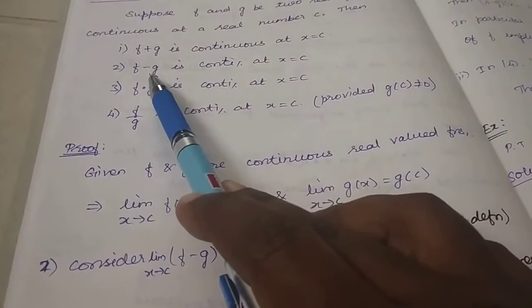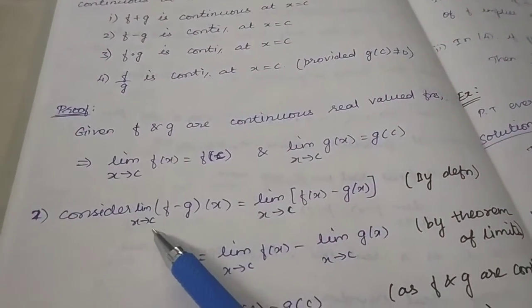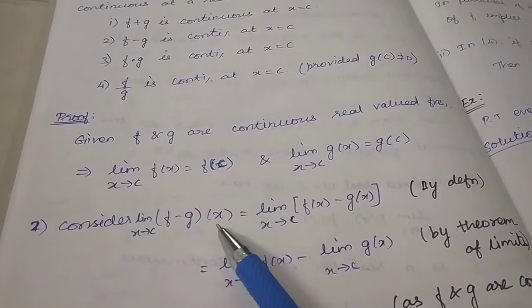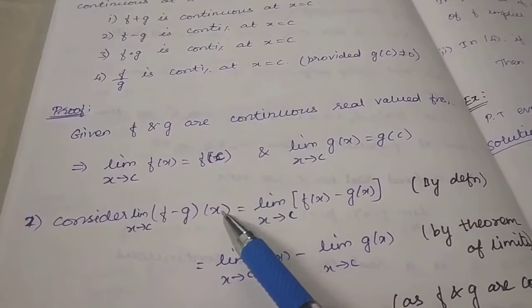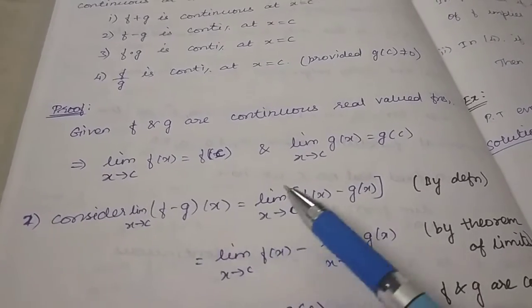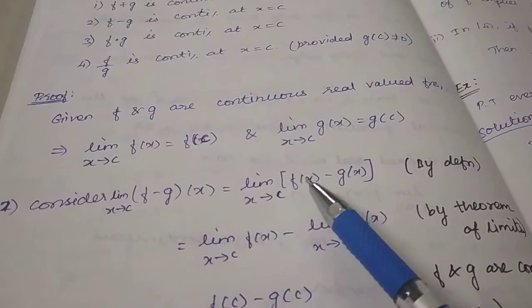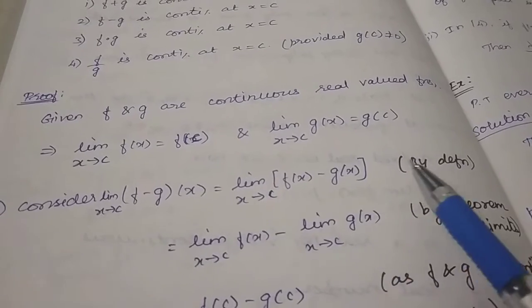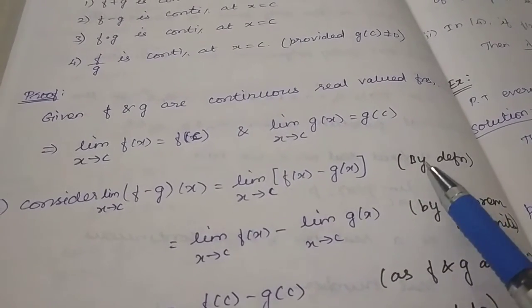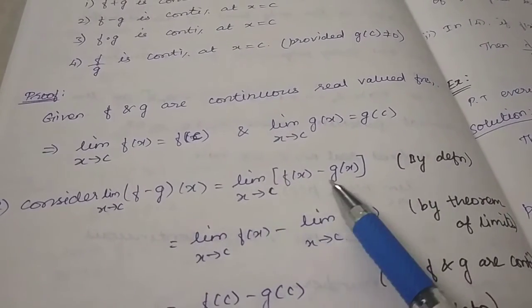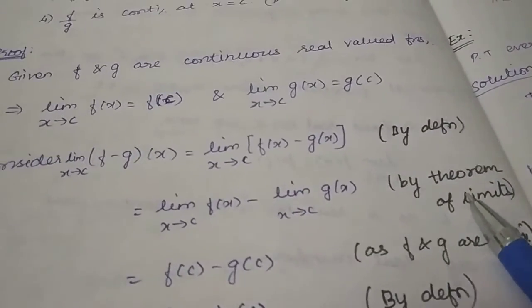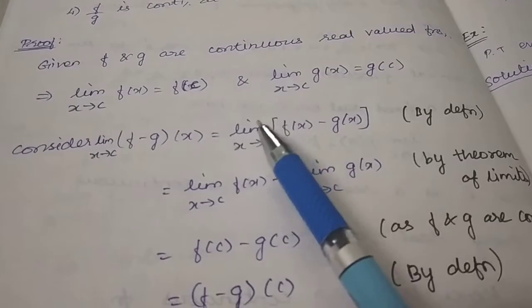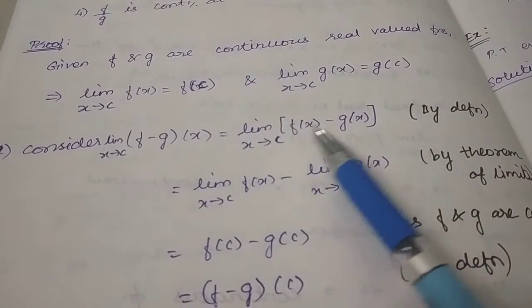So first let us consider the limit x tending to c of (f minus g) of x. First let us operate this x inside: limit x tending to c of f of x minus g of x. This is by definition. Then let us separate the limits for both the terms. This is by the theorem of limits. So by using the theorem of limits, let us bring this limit inside.